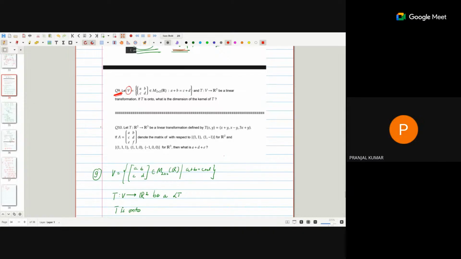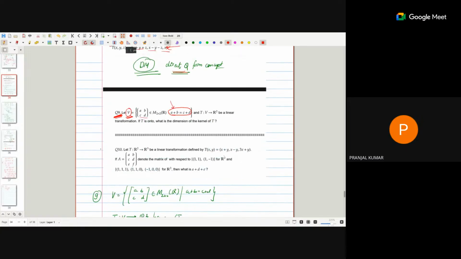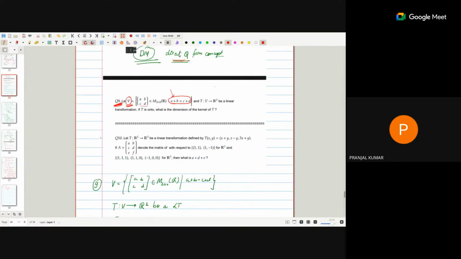So let's see the ninth question. Again, they have given you an arbitrary vector space of matrices A, B, C, D. Then again, they have given you this condition. I have already explained that what you do is you try to express one of the variables in terms of other variables. So I have expressed B in terms of A, C, and D. So B is equal to C plus D minus A.